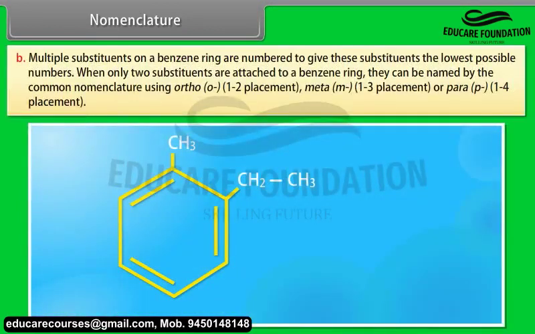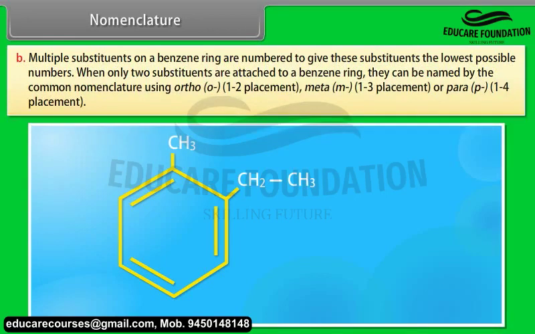B. Multiple substituents on a benzene ring are numbered to give these substituents the lowest possible numbers. When only 2 substituents are attached to a benzene ring, they can be named by the common nomenclature using ortho, o-, 1 to 2 placement; meta, m-, 1 to 3 placement; or para, p-, 1 to 4 placement.